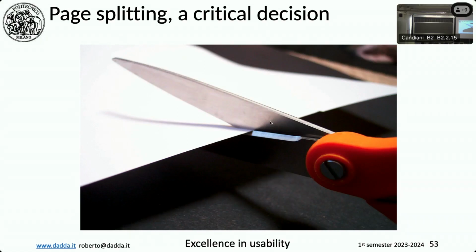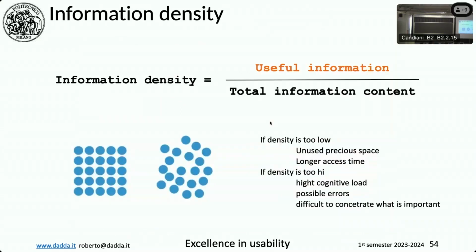Then we draw the pages and we begin discussing where to put what. Because this is important. Sometimes it's not done. Sometimes everybody puts things and you have this horrible page and you don't understand anything because they are full of things. You must take into account that there is a concept called information density. Information density is how much useful information there is inside divided by how much total information there is inside.